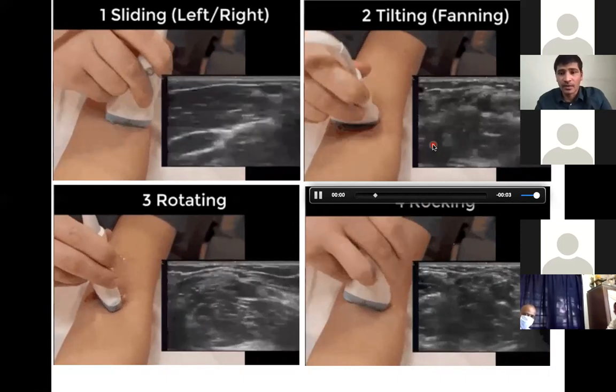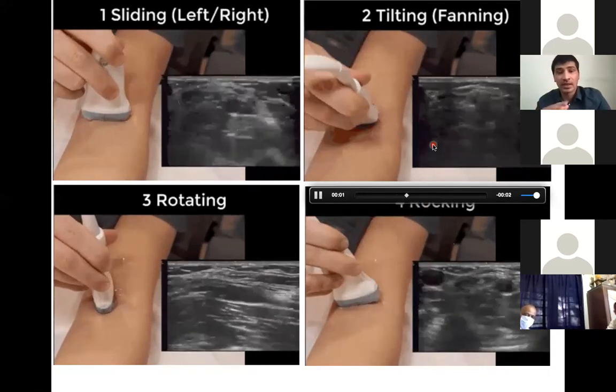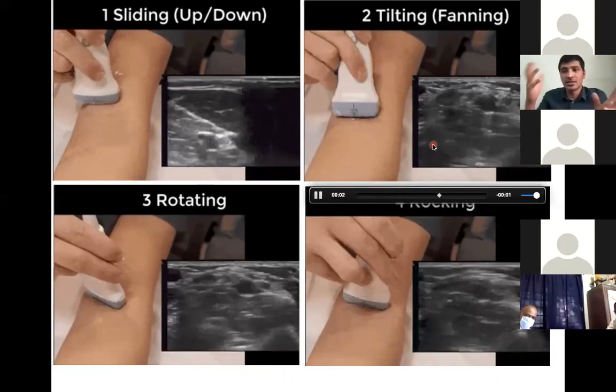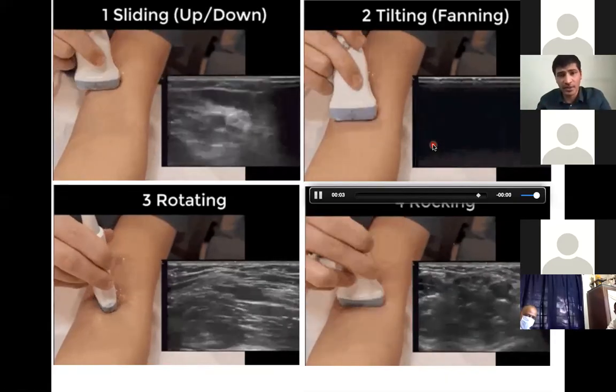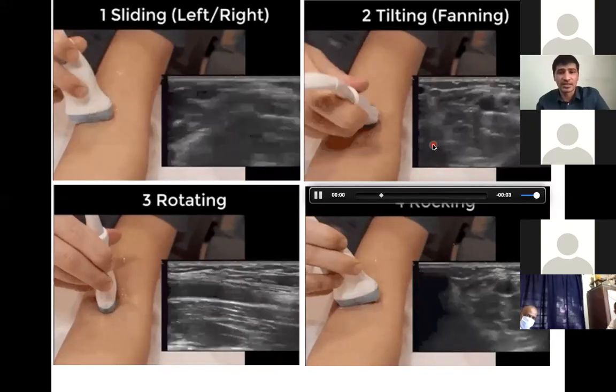So basically, these are the motions we apply while doing ultrasound. Just sliding alone is not enough to get the proper image. So it depends upon the different conditions. So this is how the image changes.